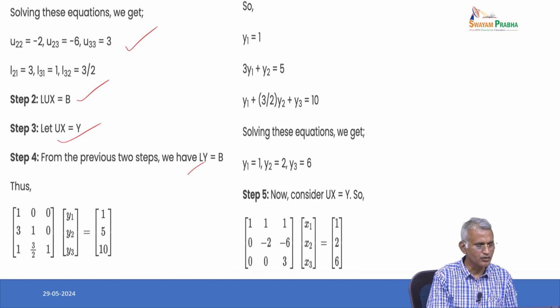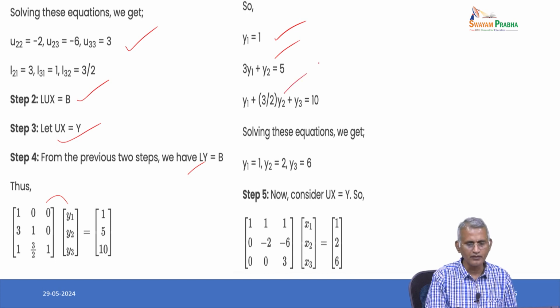Thus, we substitute in the lower triangle, the main diagonal is 1 1 1 and you know L21 is 3, right. So, substitute the values of this lower triangle L21 and then L31, L32, and multiply with y1, y2, y3 equal to 1, 5, 10, and then do the matrix multiplication. For the first step y1 equal to 1 will come, for the second step 3y1 plus y2 equal to 5 will come, for the third step y1 plus 3 by 2 y2 plus y3 equal to 10 will come.